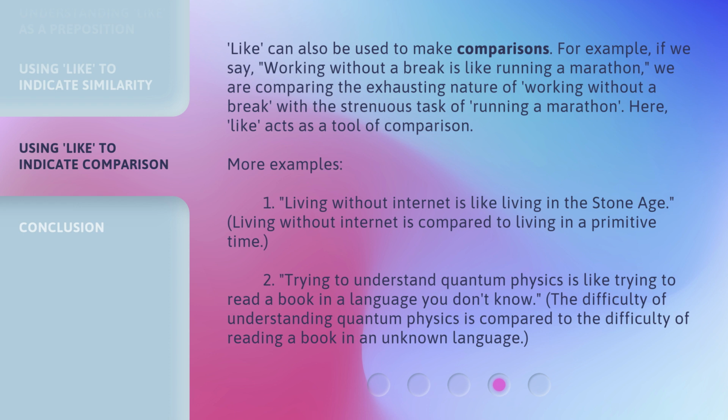More examples. 1. Living without internet is like living in the Stone Age. Living without internet is compared to living in a primitive time. 2. Trying to understand quantum physics is like trying to read a book in a language you don't know. The difficulty of understanding quantum physics is compared to the difficulty of reading a book in an unknown language.